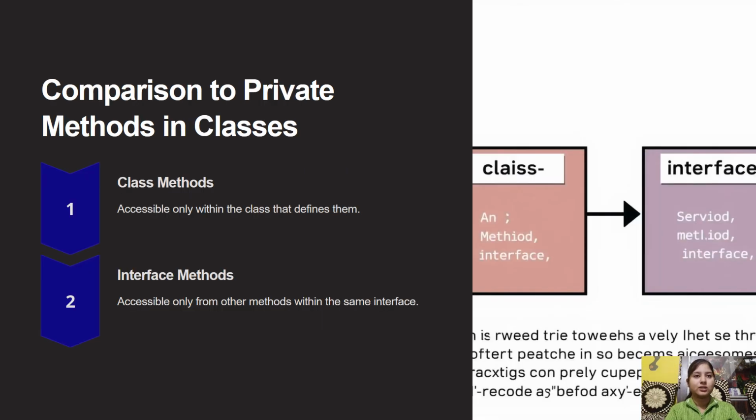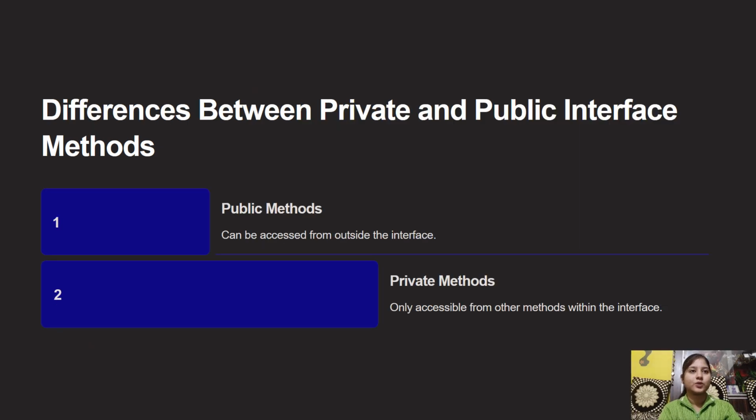Comparison to private methods in classes. First one is the class method. Class methods are accessible only within the class that defines them, whereas private interface methods are accessible only from the other methods within the same interface. Coming to the differences between private and public interface methods, public methods can be accessed from outside the interface, whereas private methods can only be accessed from other methods within the interface.